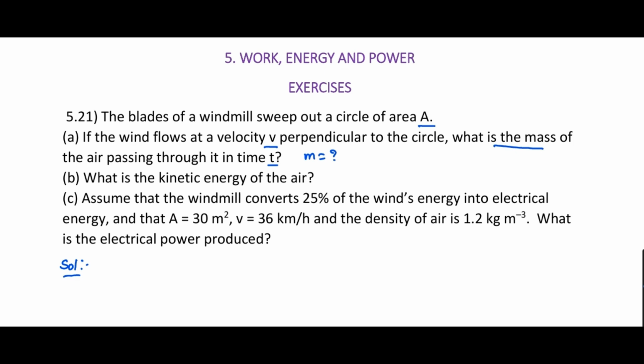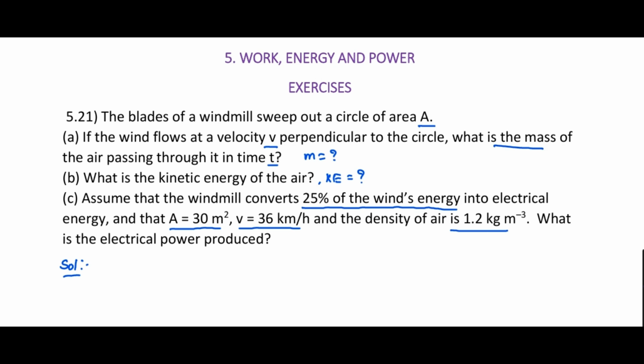And what is the kinetic energy of the air? Kinetic energy we need to find out. Assume that the windmill converts 25% into electrical energy, and that A is equal to 30 meter square, velocity V is equal to 36 kilometers per hour. That means the wind is traveling with the speed of 36 kilometers per hour, and the density of the air or wind is 1.2 kilogram per meter cube. This is the data given.